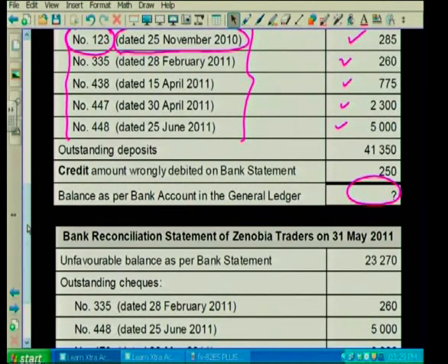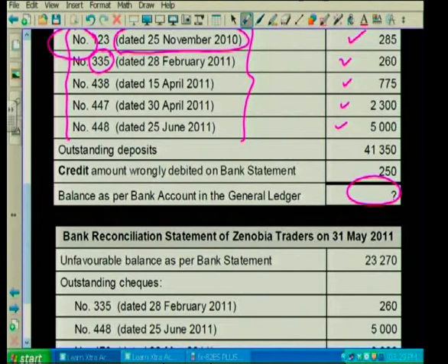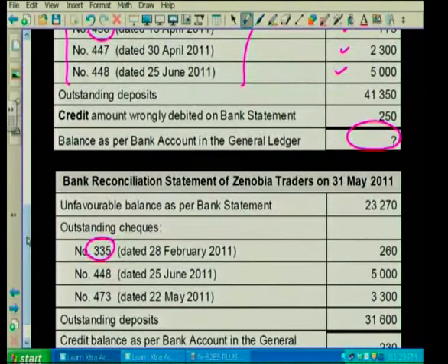Check number 335, this one here, appears there and it appears here. Clear? Check number 438 appears there but does not appear on this bank recon of the next month.